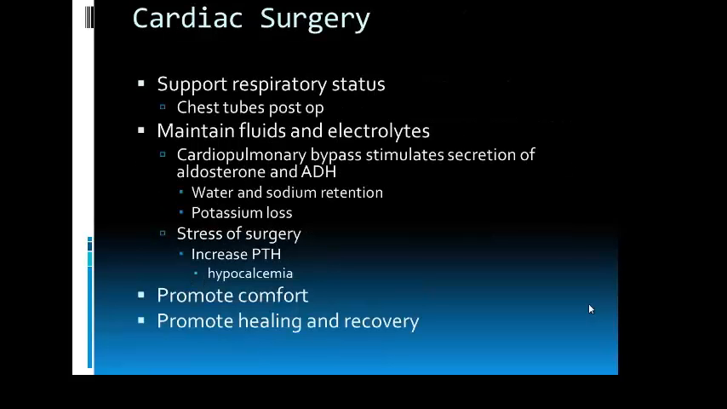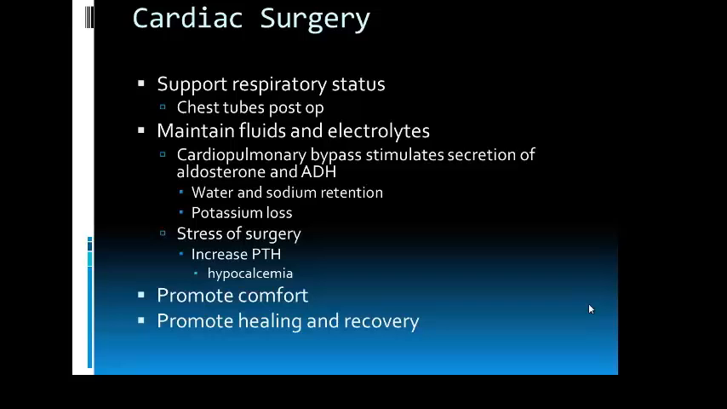If the patient is to have cardiac surgery, mainly they come back with chest tubes post-op. Fluids and electrolytes, there's a nice balance they have to maintain. They're going to have an increase in their aldosterone and ADH release, so we're going to have edema with these kids. They lose potassium during surgery.